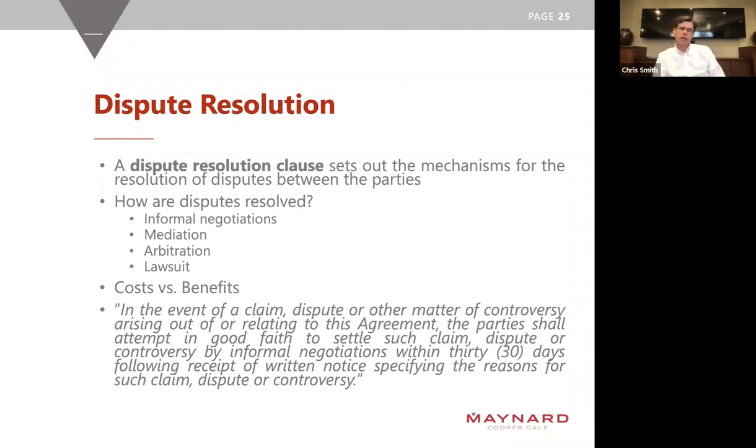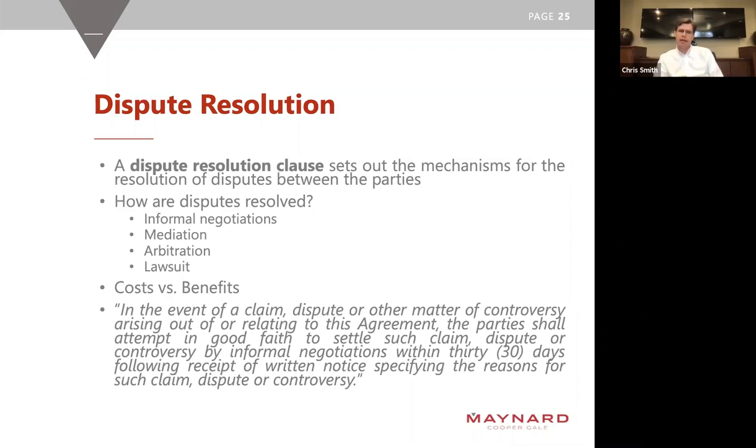Dispute resolution. So nobody enters into a contract thinking that things are going to go wrong. I mean, otherwise, why would you enter into the agreement? But I can attest to the fact that, unfortunately, in many cases, there is some type of disagreement that needs to be resolved related to the contract. A good dispute resolution provision will set out the mechanics and the mechanism for how those disputes will be resolved. And again, believe it or not, there's a lot of different ways the parties can go about that.